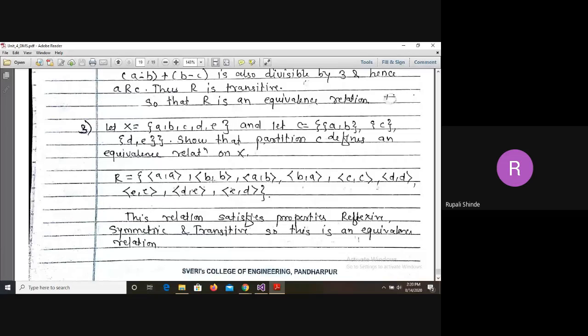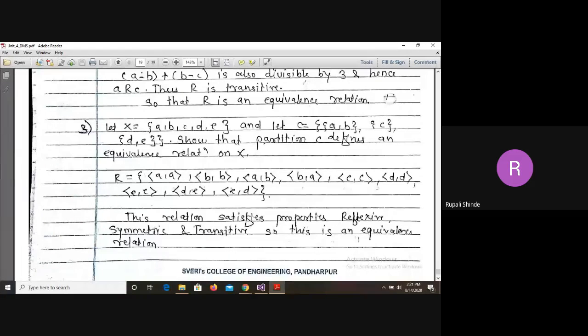So again, we can take (B, B). For this (B, B), we can take the ordered pair (B, A). So this B will get cancelled, you will get (B, A), and that is present in our relation. Like for (A, B) and again (B, B), this B will get cancelled, you will get (A, A), and that is also present in this given relation.